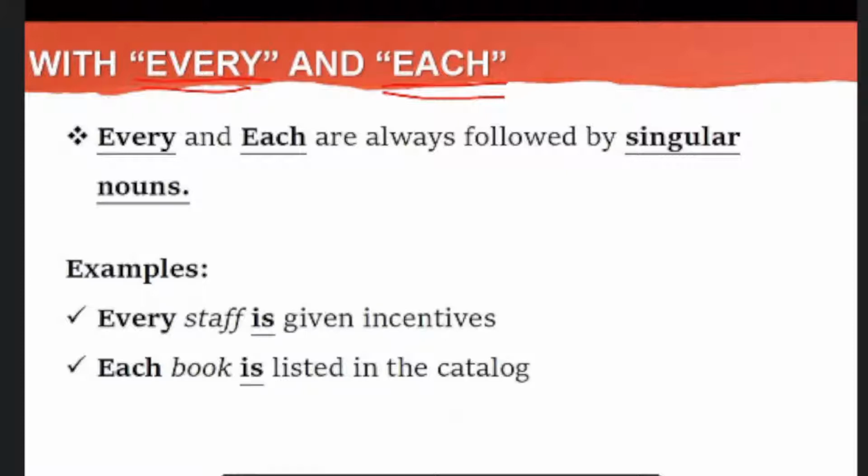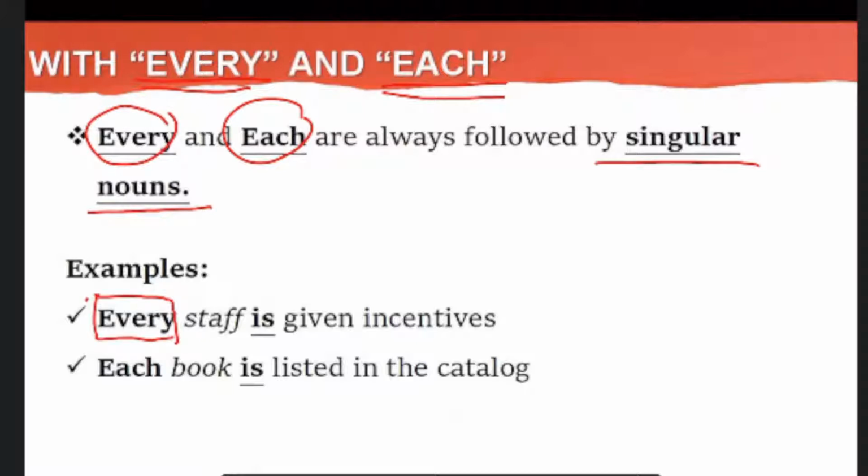Let's have a look at the example. Every stuff. If you notice here, I use the word every, and the noun followed is stuff. There is no S for stuff here, so it means that the stuff is singular. Singular subject takes a singular verb. The singular verb for singular subject will be is. Every stuff is given in santive.